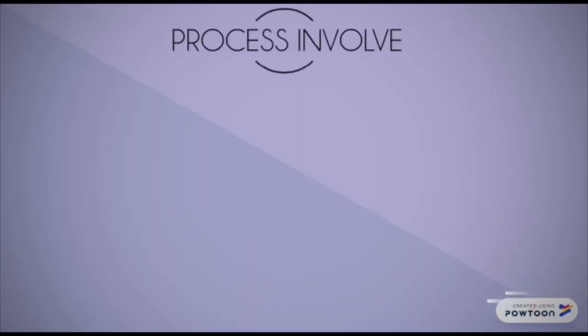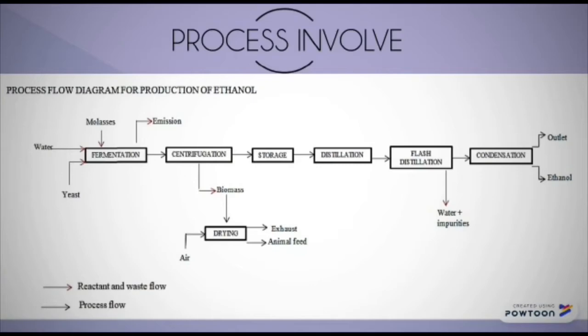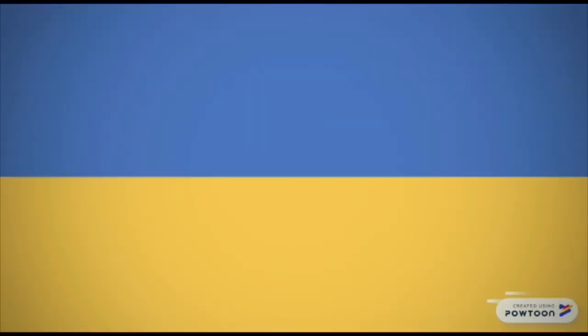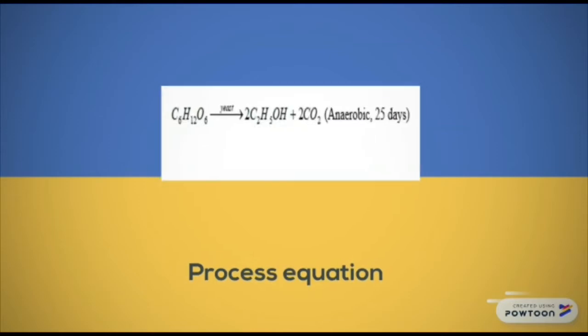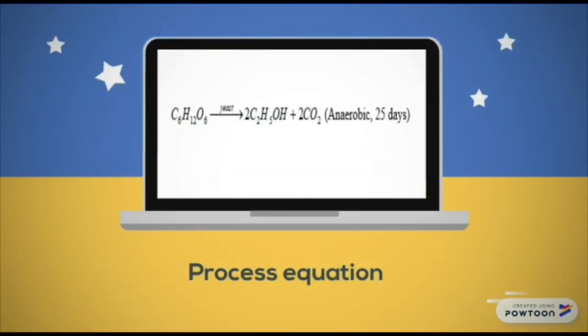So, for the process involved, there are 6 processes which started with fermentation and end with condensation with several processes in between. So, let's go to the process equation. This is the process equation for production of ethanol.